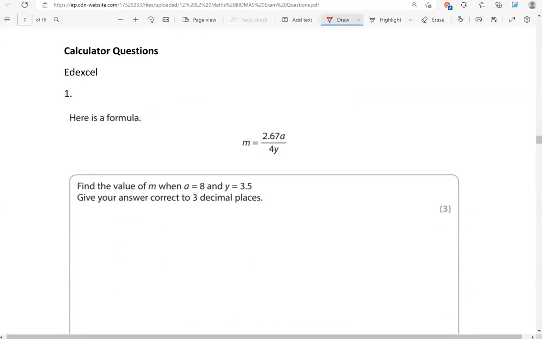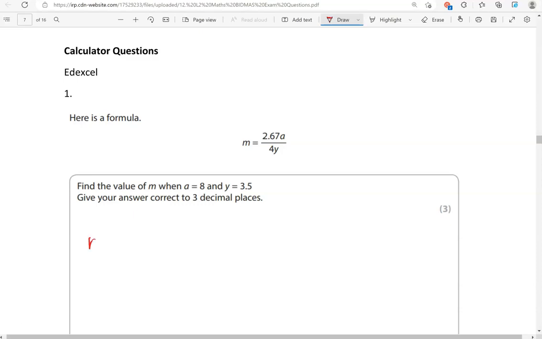Now we move into the calculator questions. Here is a formula. M is equal to 2.67a divided by 4y. So let's replace the letters with the numbers, because we've got to find the value of m when a is equal to 8 and y is equal to 3.5. Give your answer correct to 3 decimal places.